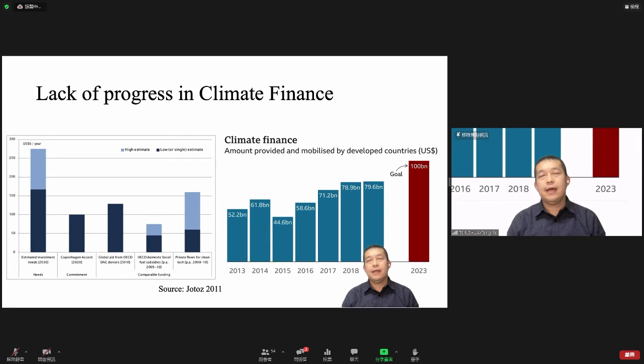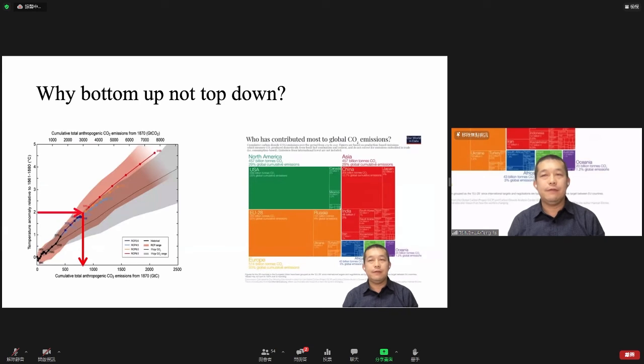There is a gap between the financial provision and support and the target. And there is also a huge gap between the 100 billion target and the 250 billion needs, and even the 1 trillion needs. I believe that is the focus of future climate governance: the progress or provision of climate finance. And then I will spend a little time discussing why bottom-up, not top-down.